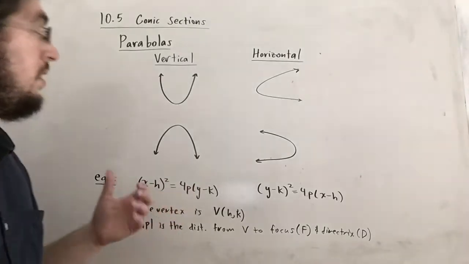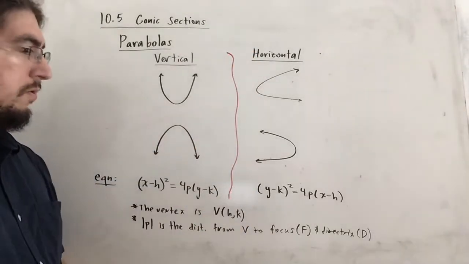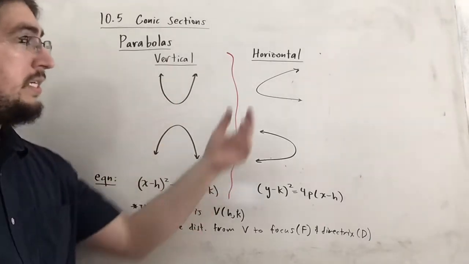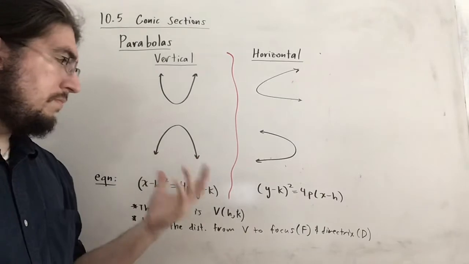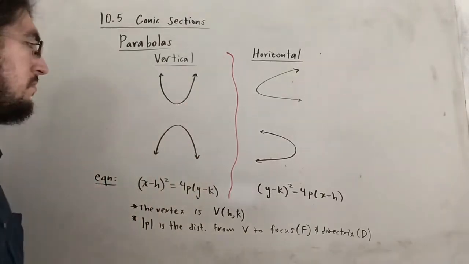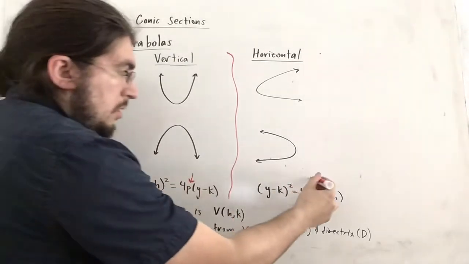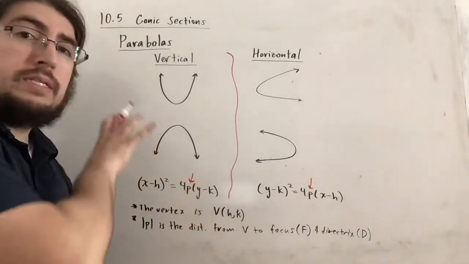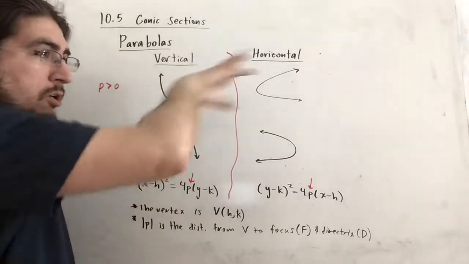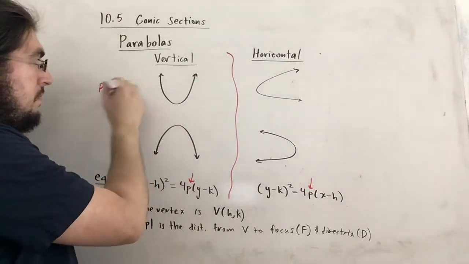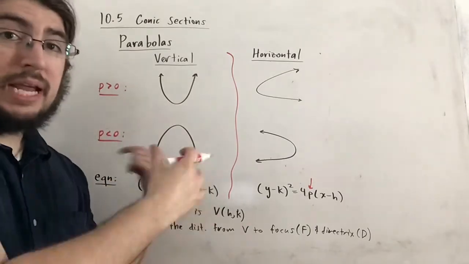So first off, there's kind of a divide. So vertical parabolas have this equation, horizontal parabolas have this equation, but there's 2 different scenarios for each one, and that's the following. It's all based on P. So if P is positive, the parabola opens in the positive direction. So either positive y direction or positive x direction. Okay. If P is negative, similarly, it will face in the negative direction.